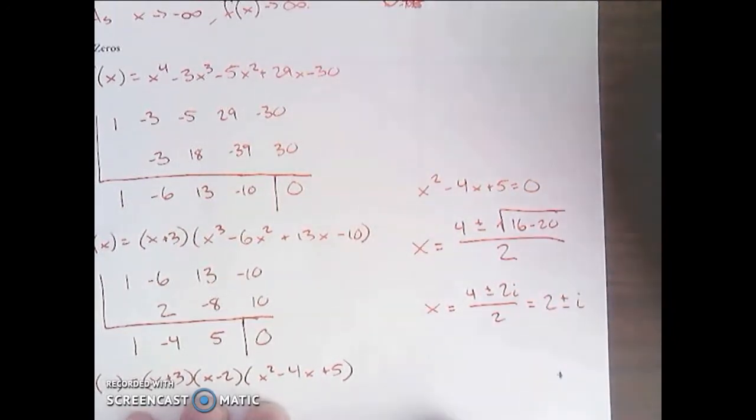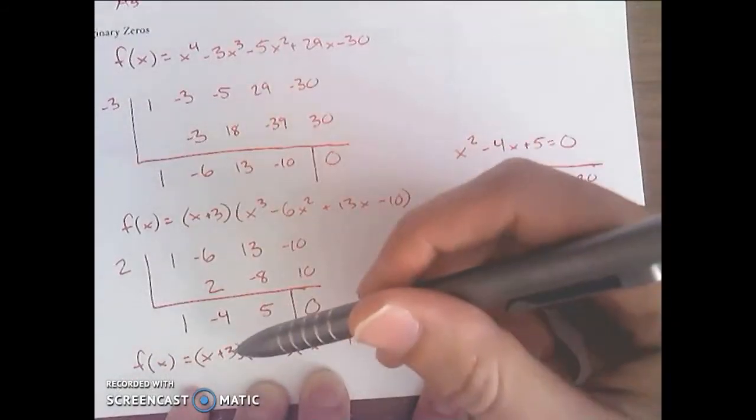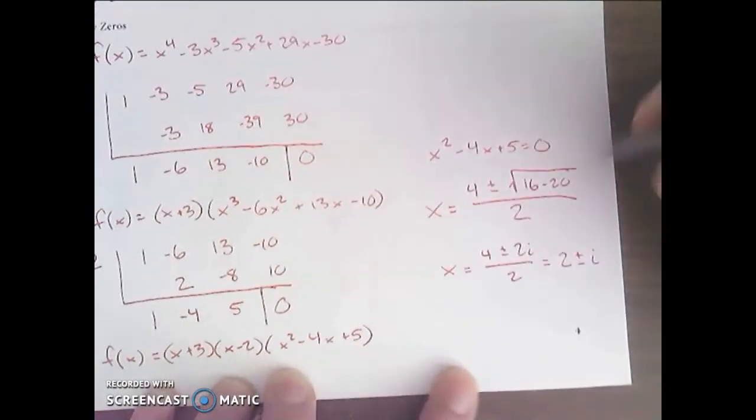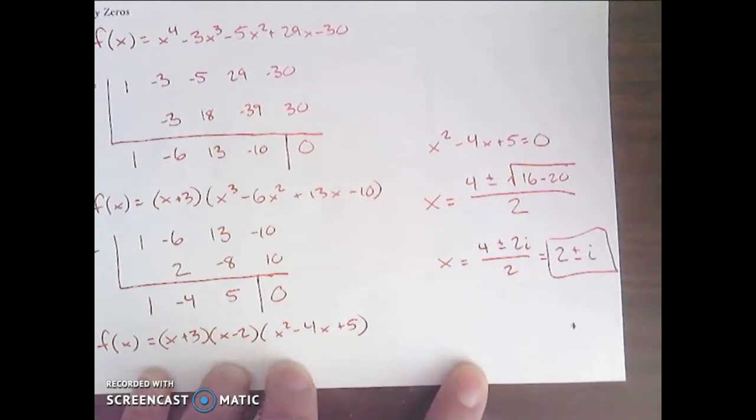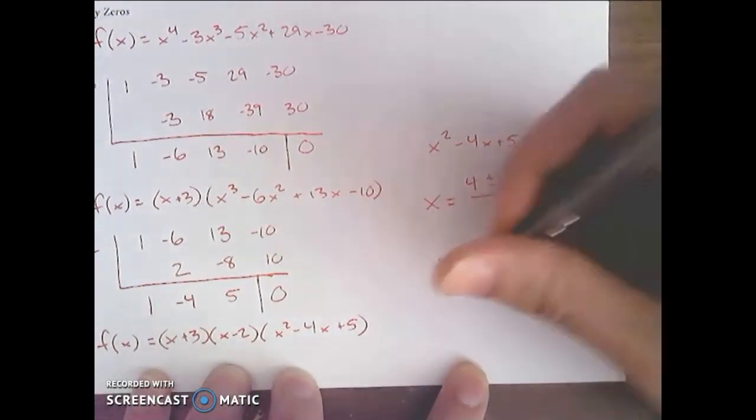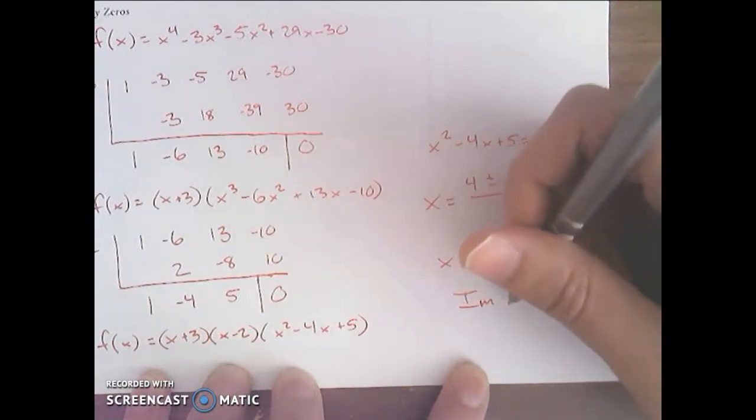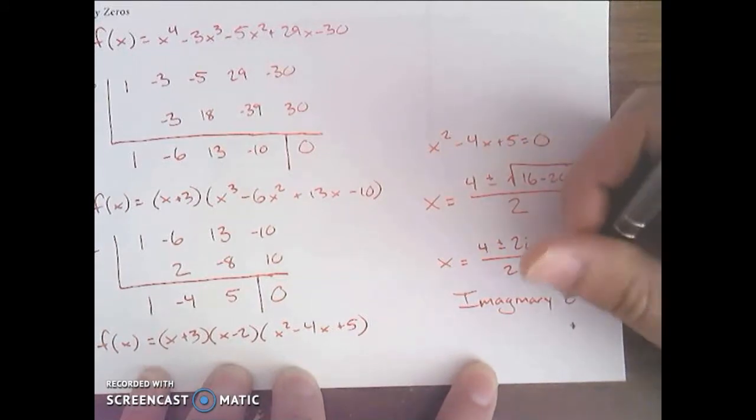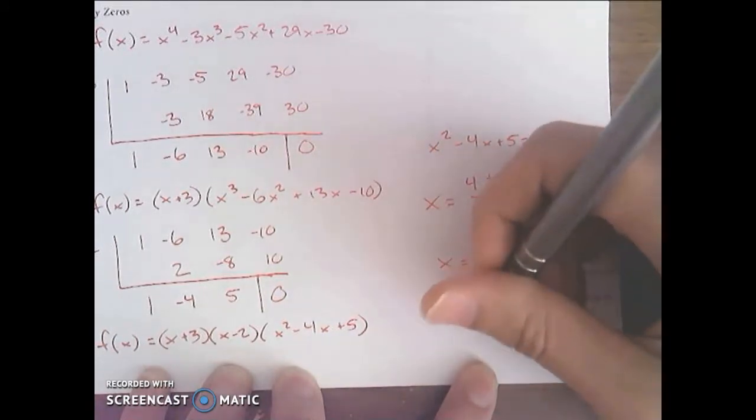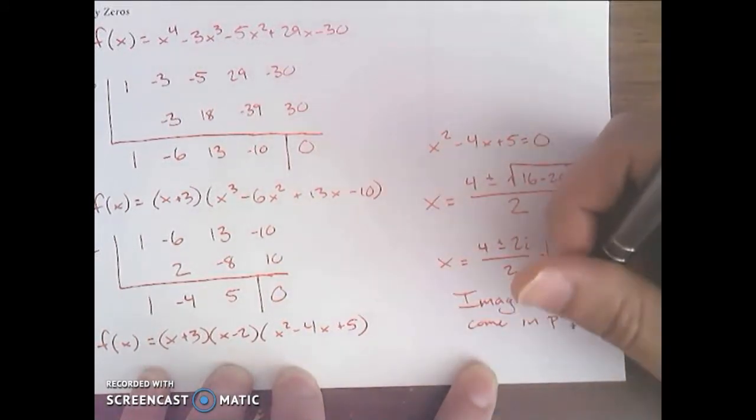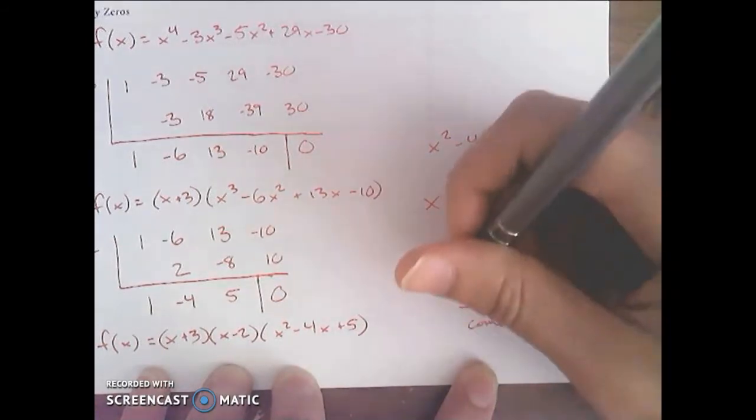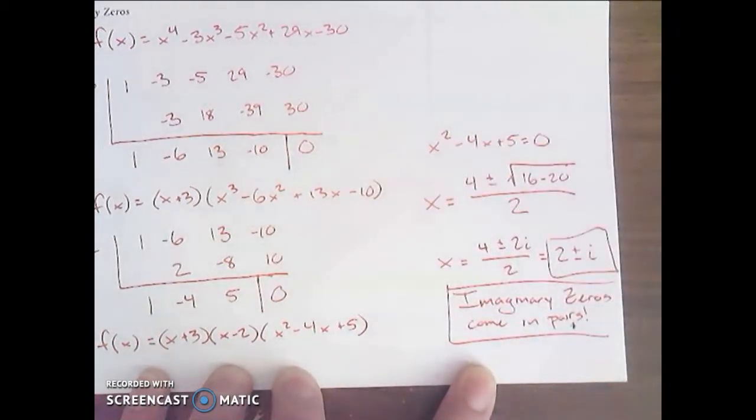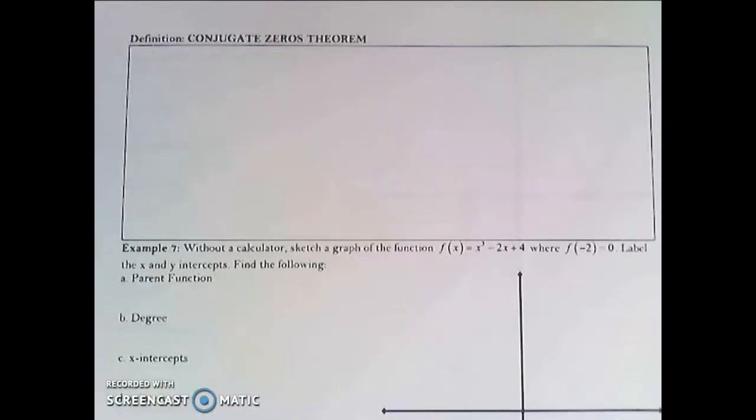So we have the other two. Remember, we had two zeros at negative 3 and positive 2. We've got the other two zeros here. These are our imaginary zeros. A quick note: imaginary zeros come in pairs. Always. Why do imaginary zeros always come in pairs? Well, that brings us to our conjugate zeros theorem.